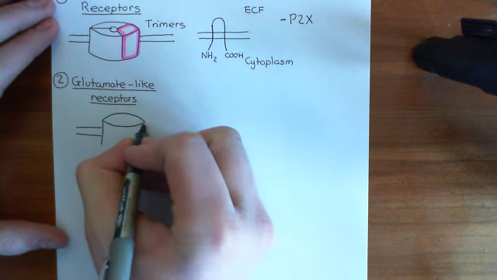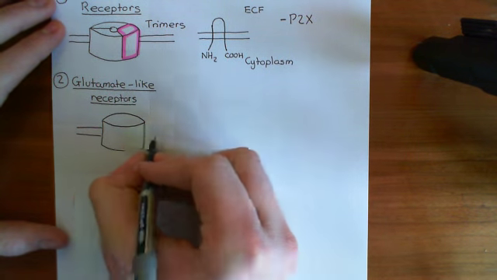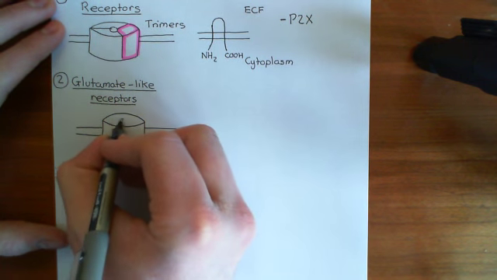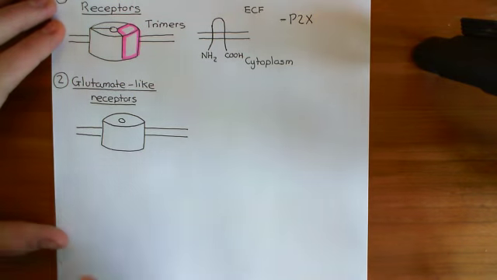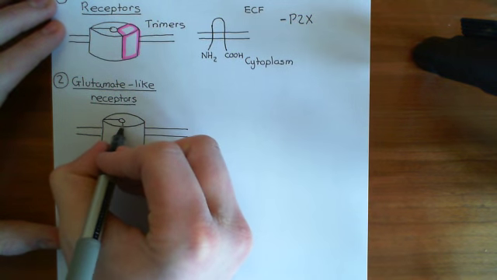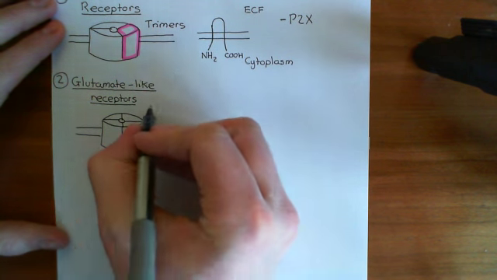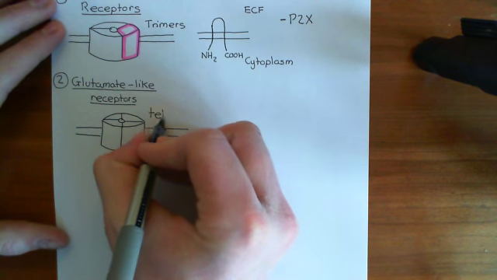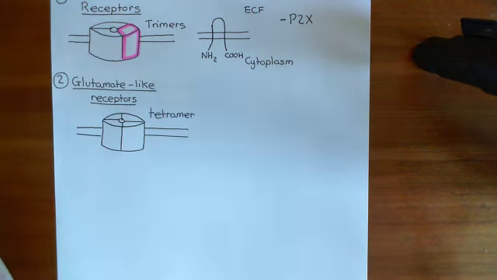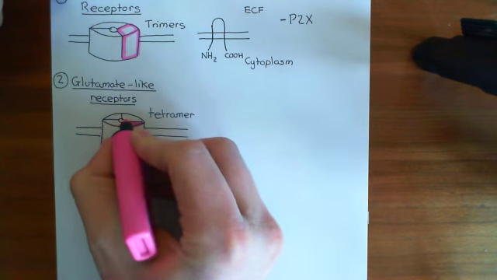So here we have our glutamate-like receptor, our ligand-gated ion channel, sitting within the plasma membrane here. Once again we've got the pore through which the ions will actually move, and this time these receptors are tetramers. They're made up of 4 separate proteins all stuck together. So this is a tetramer. Now, same protocol.